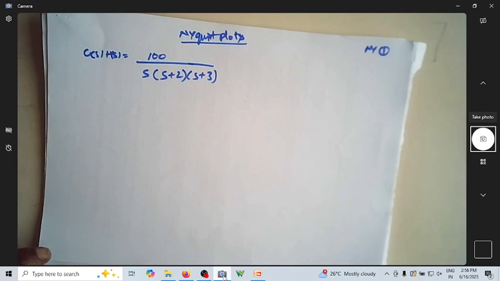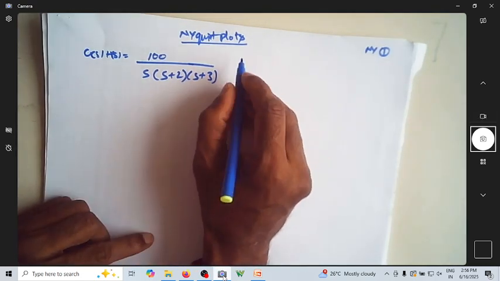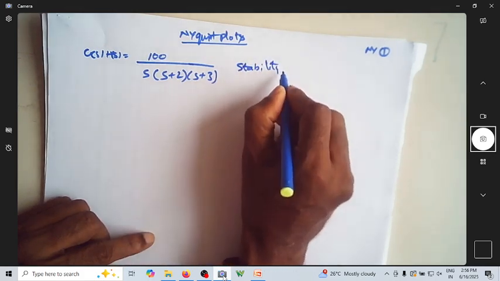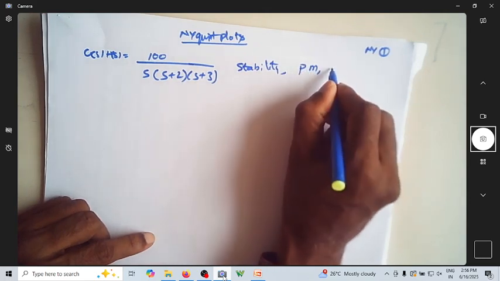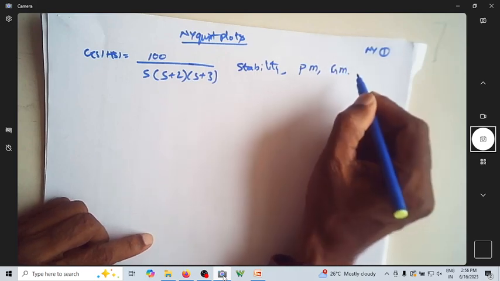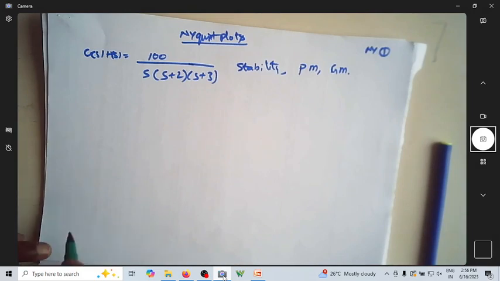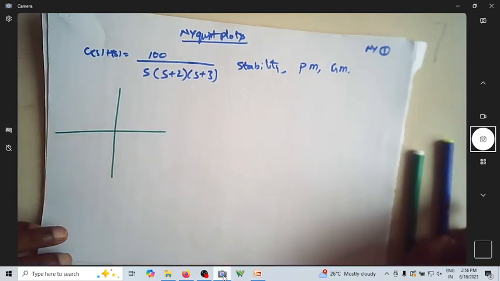This is the open loop transfer function. We are asked to find the stability of the system. After finding the stability of the system, we are asked to find the phase margin and gain margin of the system. So let us start with locating the poles and zeros of this system in the S-plane.